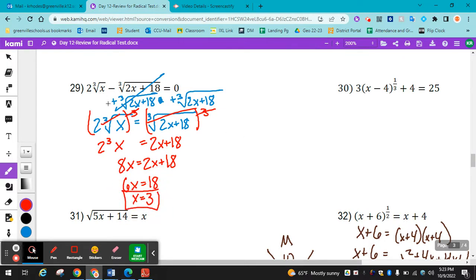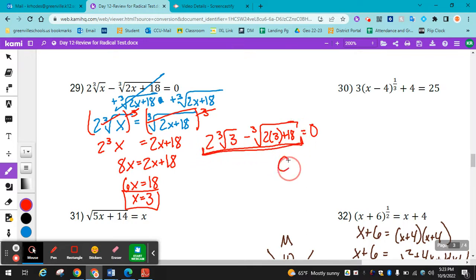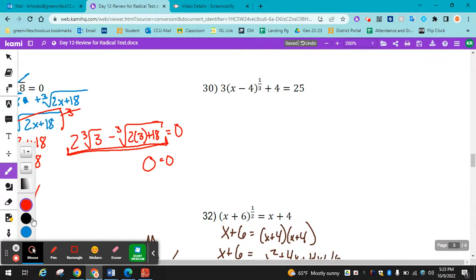Check your answer. Go to the original in case you messed up adding it over. So 2 cube root 3 minus 3 cube root. This is a great one to put in the calculator. You can just put this whole thing in the calculator and make sure it equals 0. So 0 equals 0. And it does. I'm not going to waste your time to show it in the calculator, but you can try it on your own. This 3 is outside of my cube root.